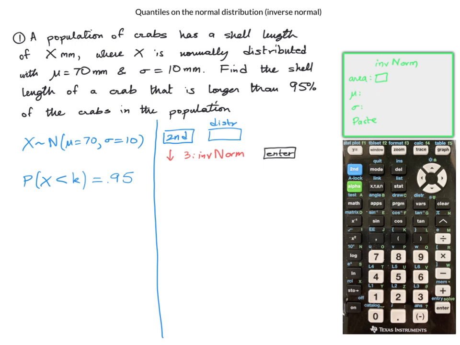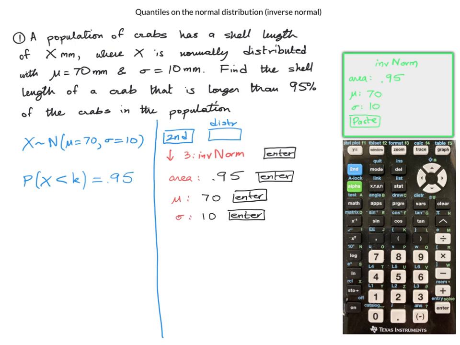Now mu is the mean, which is 70. Sigma is the standard deviation, which is 10. Area is the probability value, 0.95. That is what we call area. So 0.95 is going to go in for area. So in the area spot, we hit 0.95 and then enter. And now we want mu, which we said was 70, so we hit 70 and then enter. And then it wants sigma, and we said sigma was 10, so we type 10 and then enter. And so now paste is highlighted, so we hit enter one more time.